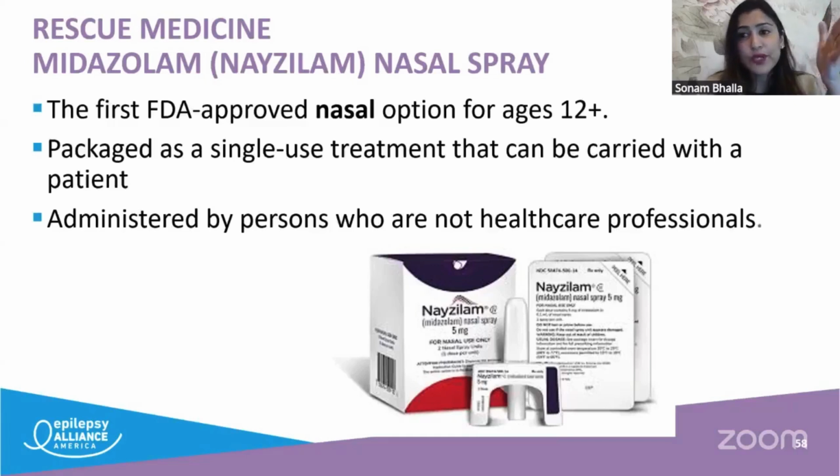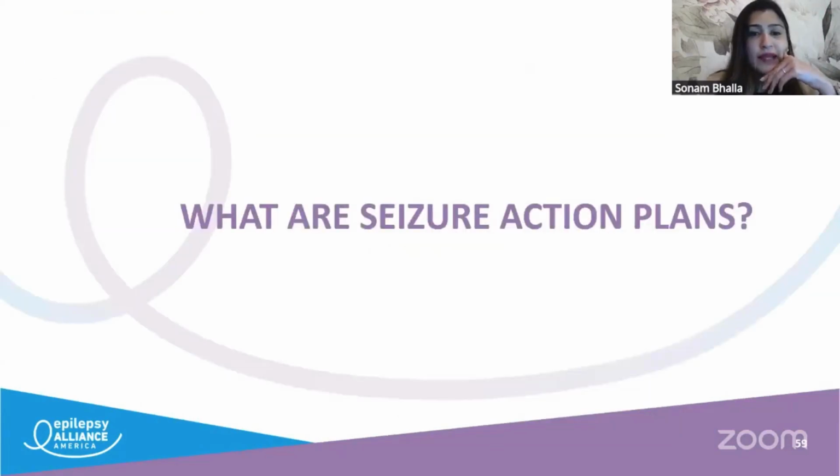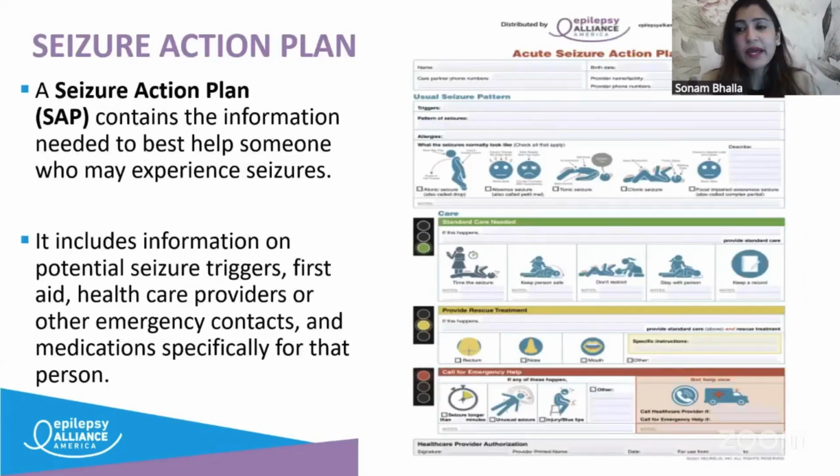One dose usually for anyone above 12 years of age. And like I mentioned this briefly, but this is a seizure action plan, and I want to spend a little more time. I think I have maybe 2 more minutes left. So I want to really emphasize this.